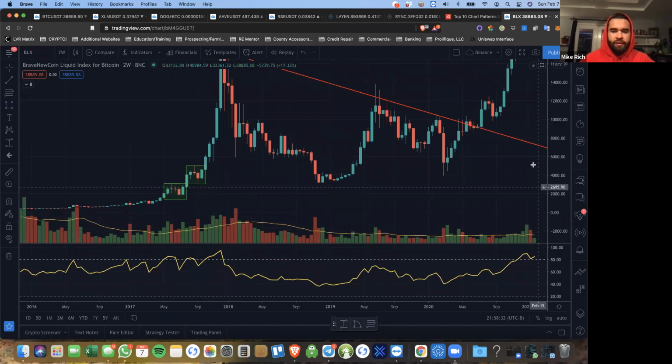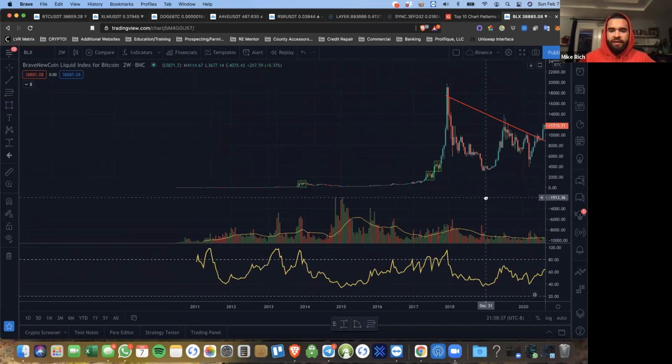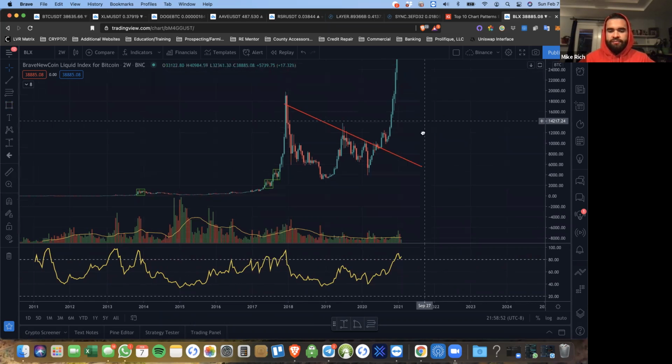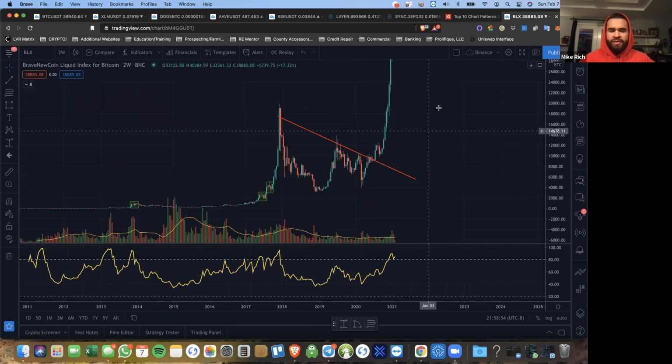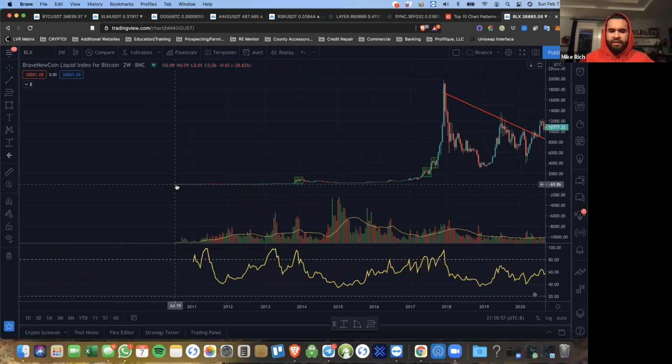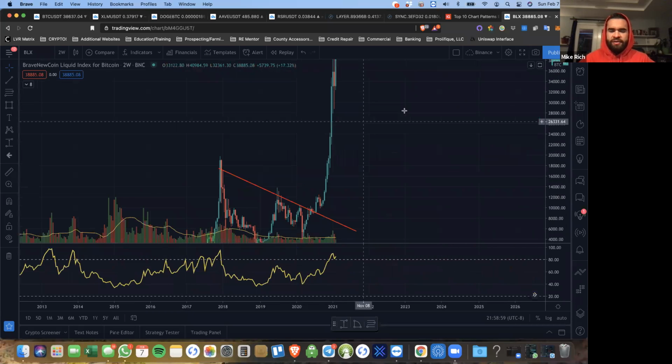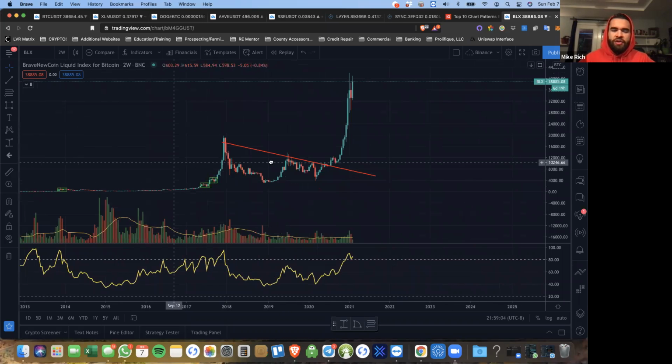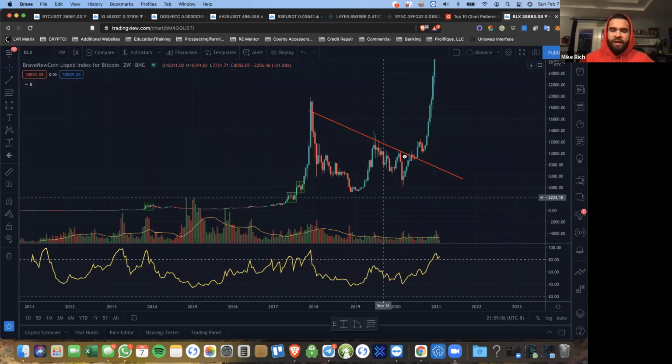Okay, so let's start right here. As you guys can see, from here to here was basically one big move. This was a 4-year cycle from 2014 up until 2018, right? And then you can see we go into the bear market, leading into our next cycle. But as you can see, Bitcoin started back here in 2011. It's 2021.